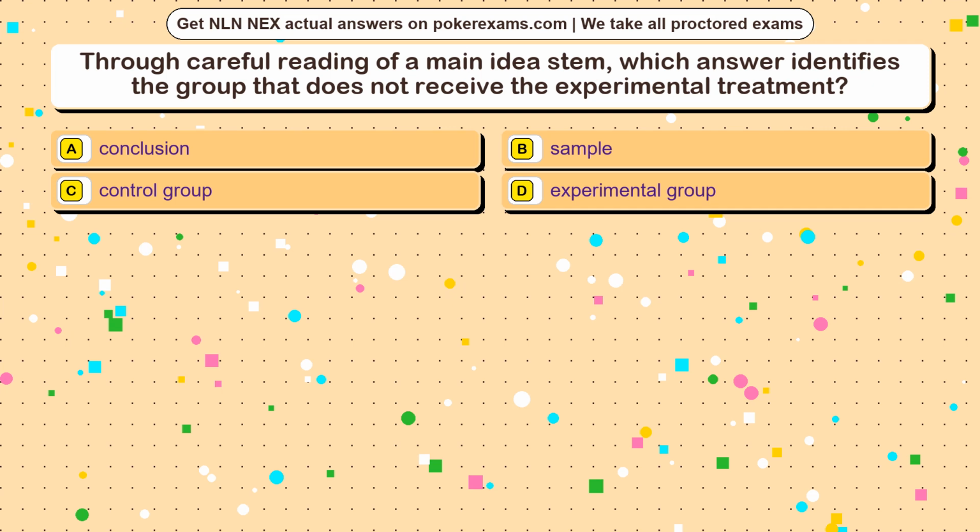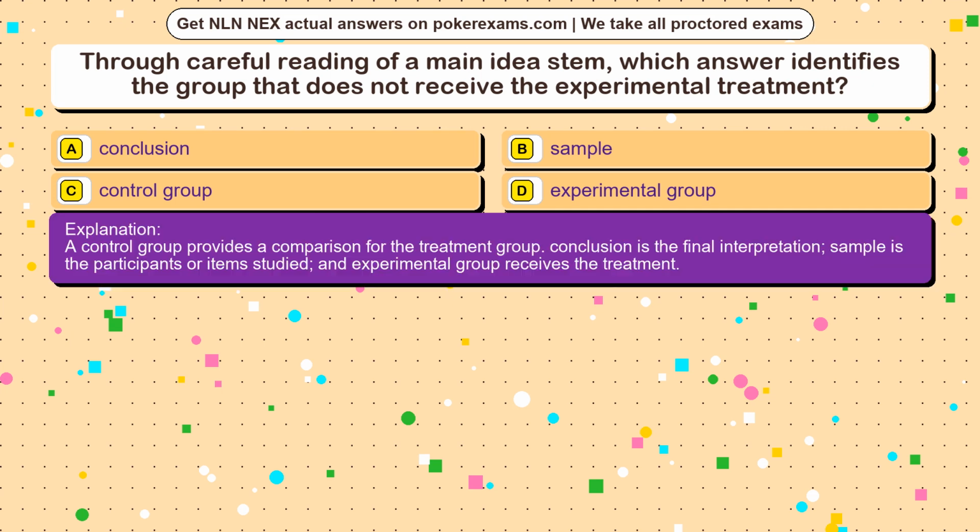The correct answer is option. A control group provides a comparison for the treatment group. Conclusion is the final interpretation. Sample is the participants or items studied, and experimental group receives the treatment.